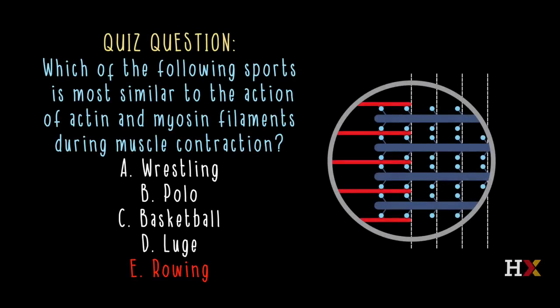And E, rowing, is at least the least absurd of the answers. So how do we get from individual muscle cells visible in light microscopy to the visible skeletal muscles? How do we build a muscle from muscle cells or fibers and connective tissue?